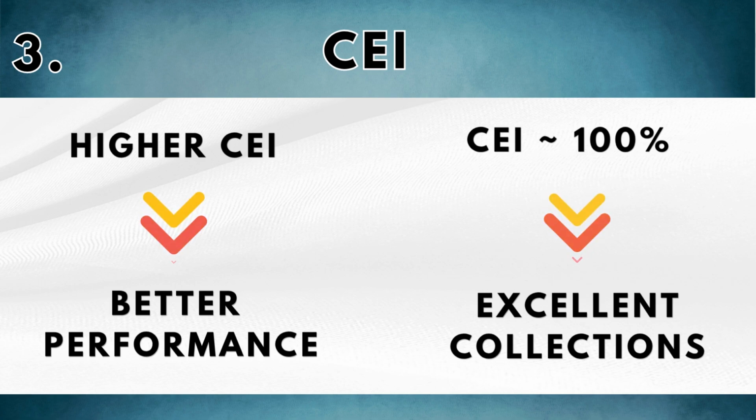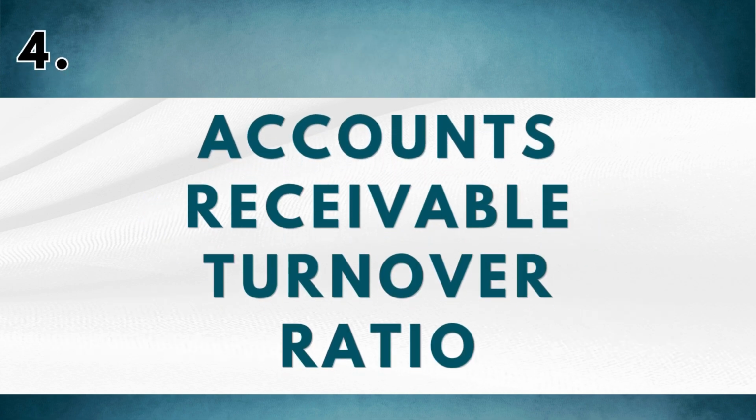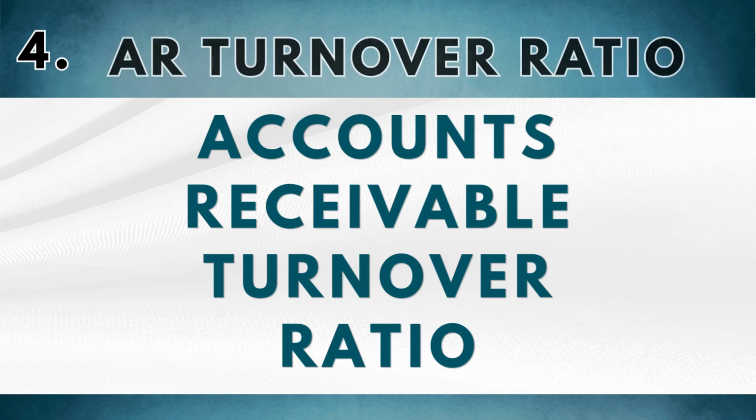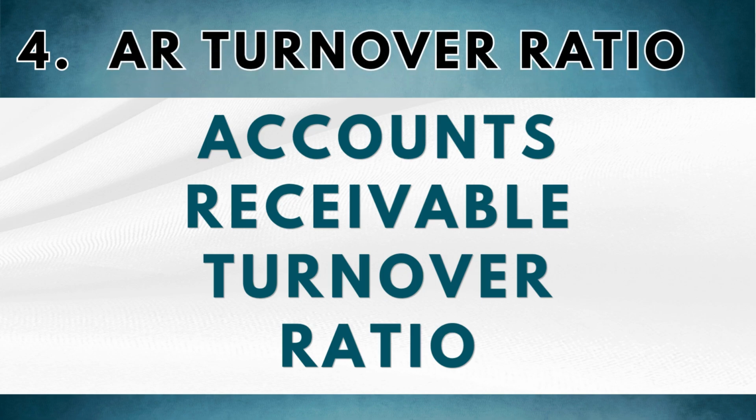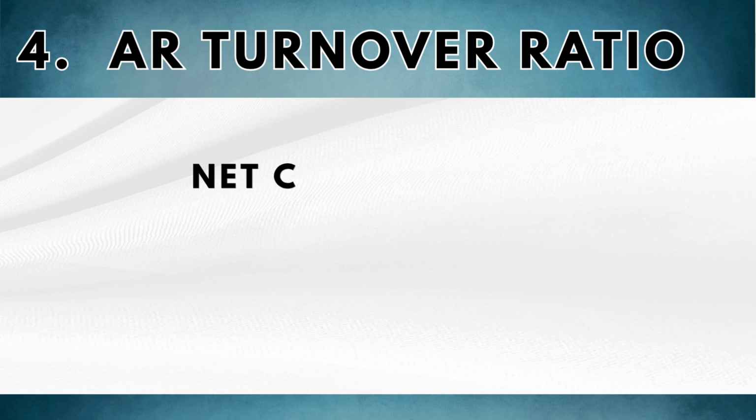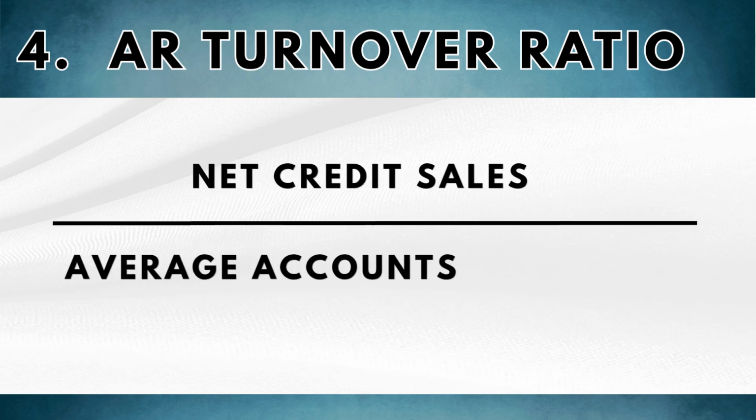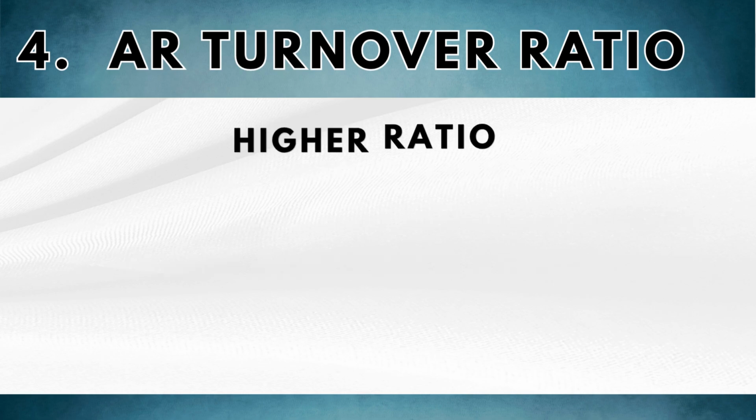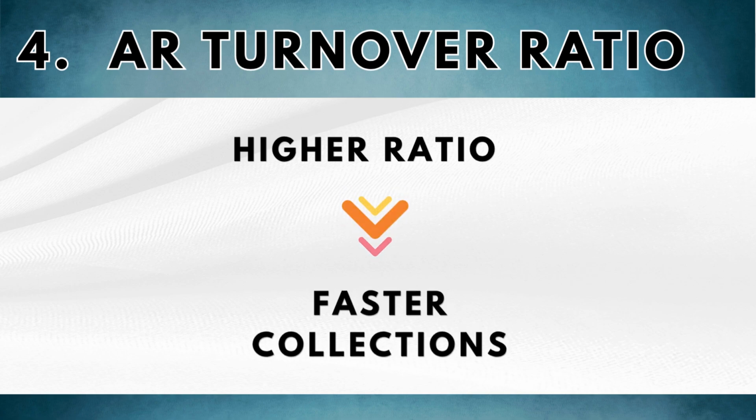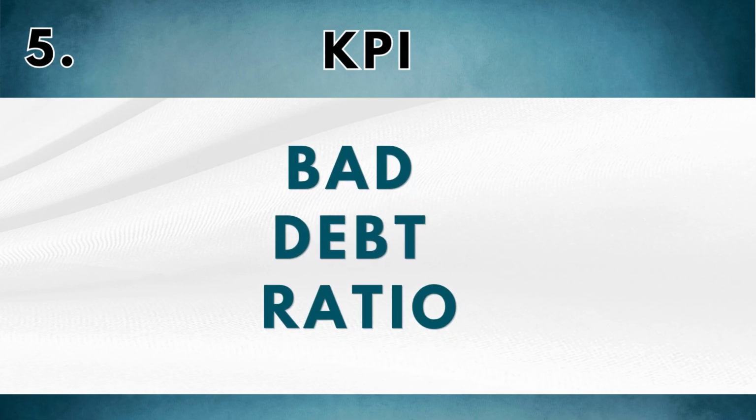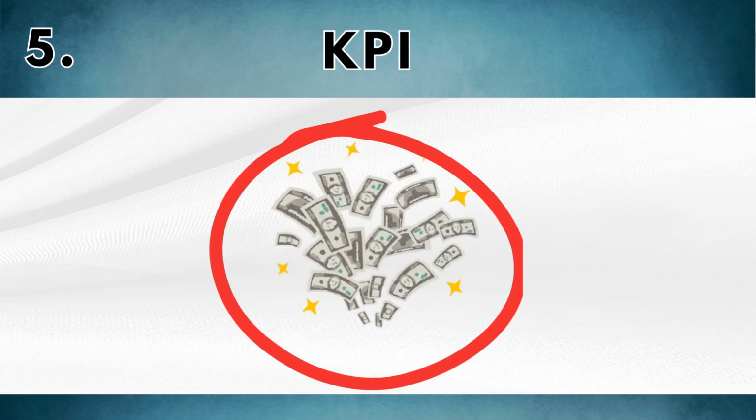Then we look at the accounts receivable turnover ratio, that is AR turnover ratio. It shows how many times a company collects its receivables in a year. The formula for AR turnover ratio is net credit sales divided by average accounts receivable. Higher ratio means faster collections. Now let's look into the next KPI, that is bad debt ratio. This KPI tells you how much money you are not able to collect at all. It shows the percentage of receivables that become bad debts.